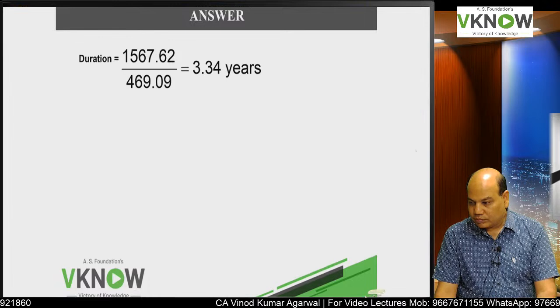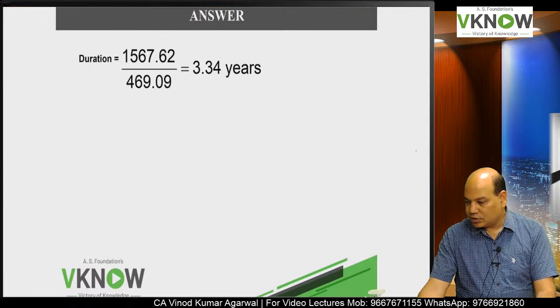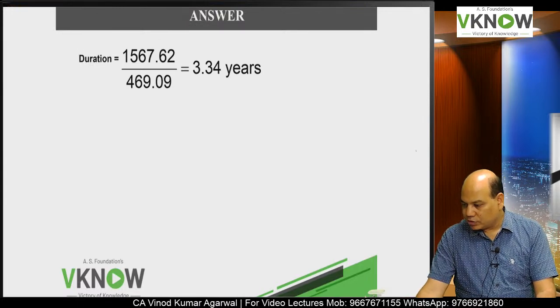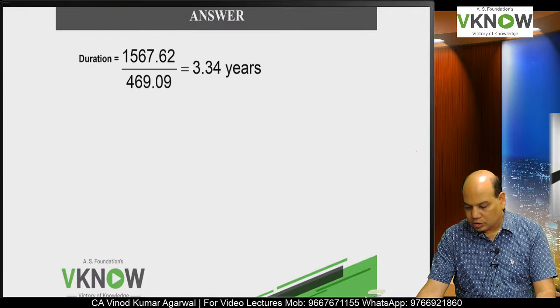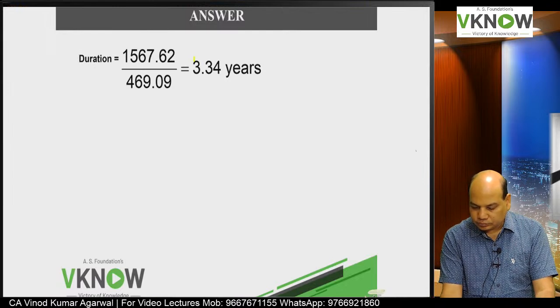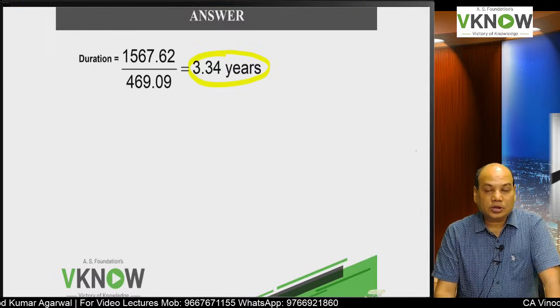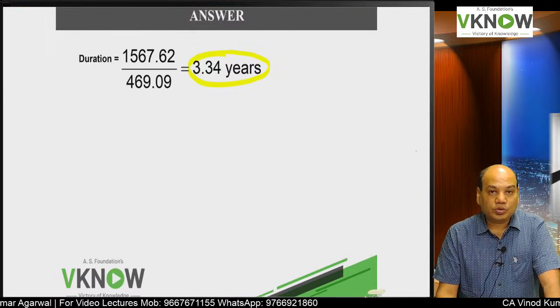So therefore, duration is equal to 1567.62 divided by 469.09, which is 3.34 years. If the duration of liability is 3.34 years, the duration of the bond portfolio should also be 3.34 years.